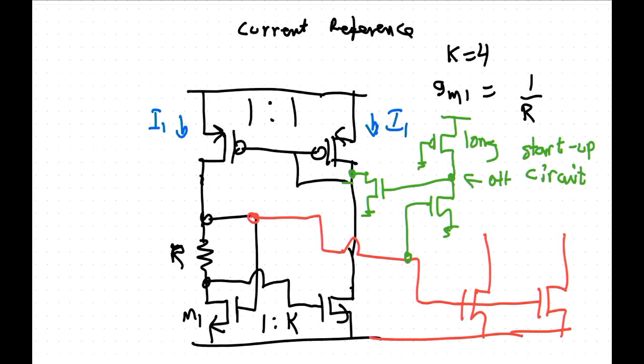You can also make a startup circuit that doesn't use static power. This one does use static power because when this turns on, you have current flowing in that branch there. I don't think it's important, because you have current flowing in these branches anyway, so it probably doesn't add very much to the overall power consumption of the circuit.